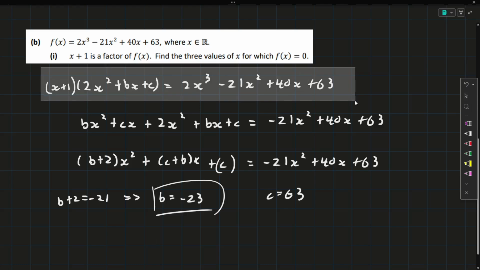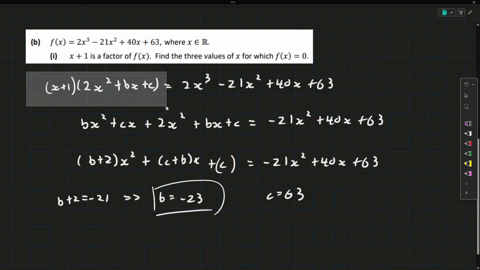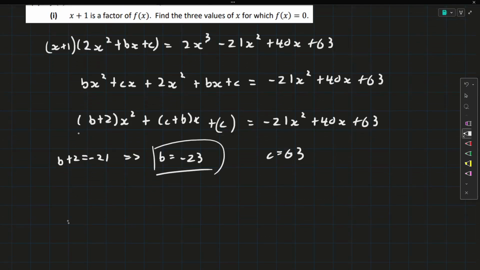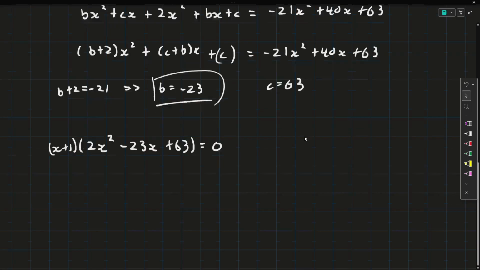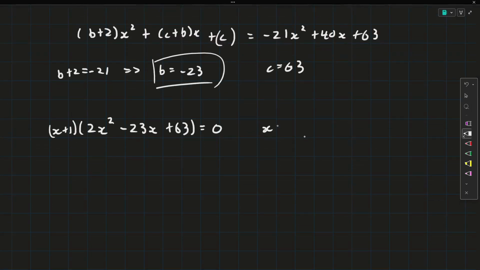So now we've factored our polynomial. The cubic now can be written as x plus 1 multiplied by the quadratic, which we now know is 2x squared plus b, which is minus 23, x, and we have plus 63. And that's equal to 0. So we're solving equal to 0, and we need the roots. That's what the question tells us. F of x equals 0. So it means that x plus 1 equals 0, which means that x is minus 1.